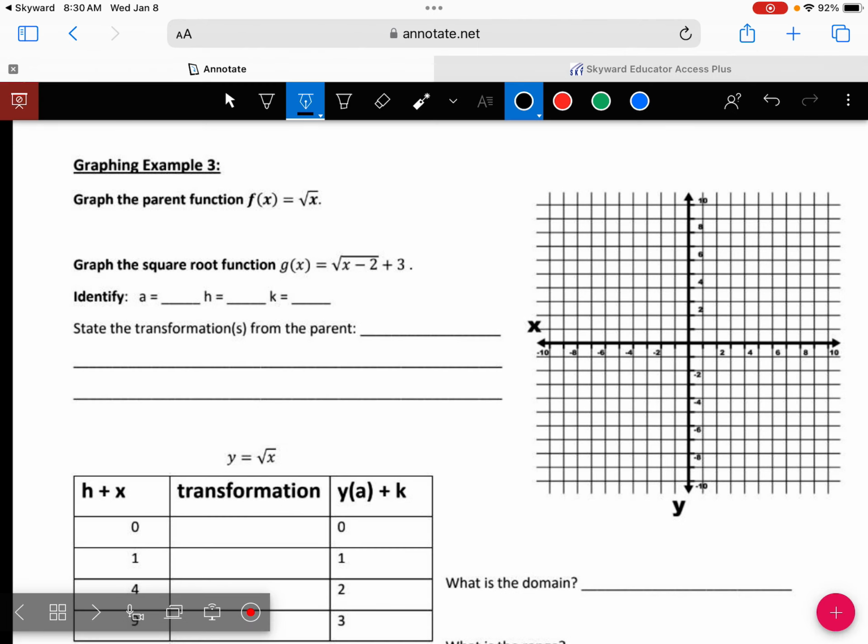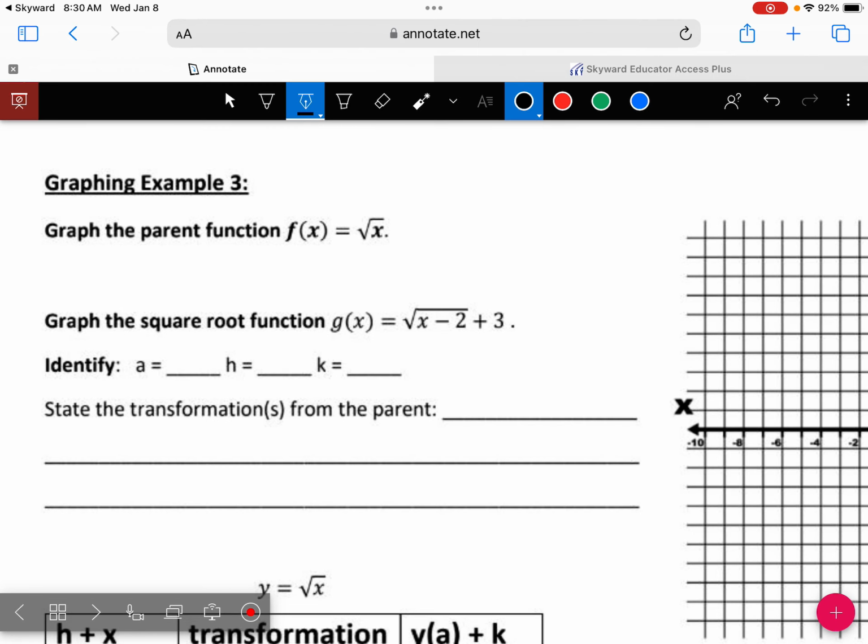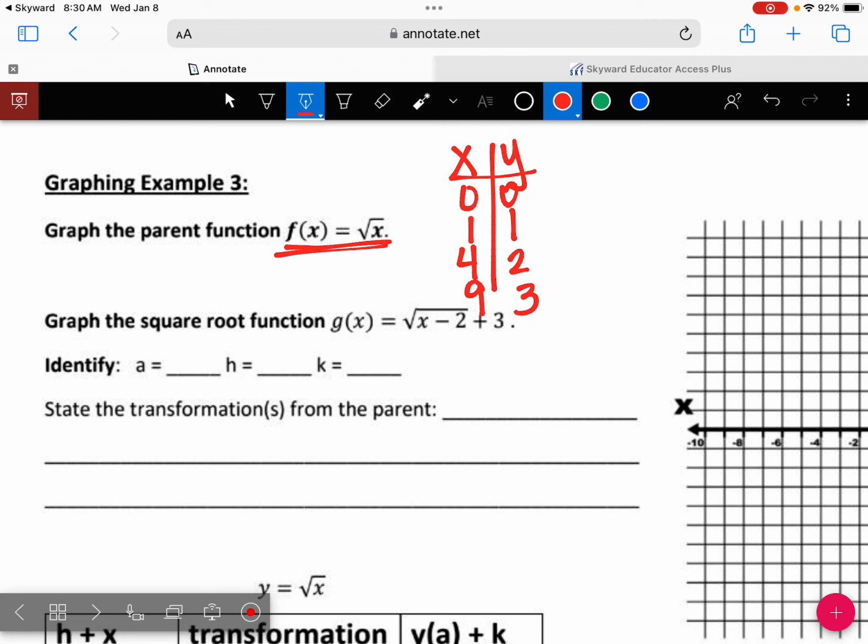So the first thing we're going to do is graph this table right here. I'm going to write, this is the parent table for a square root. 0, 1, 4, 9, 0, 1, 2, 3. That's your parent table. So in other words, if I take the square root of 0, I get 0. The square root of 1 is 1. The square root of 4 is 2. And the square root of 9 is 3.